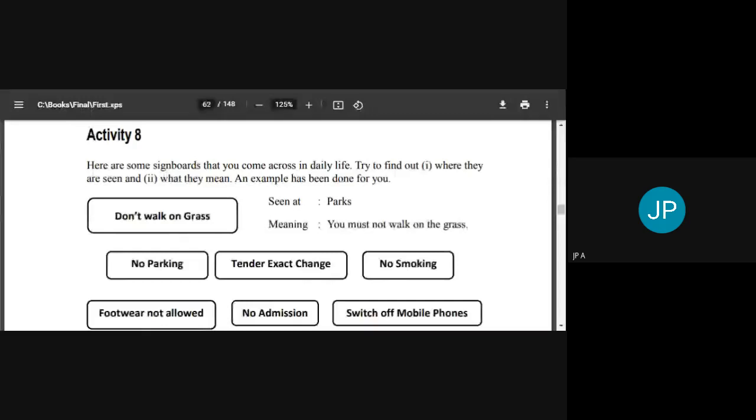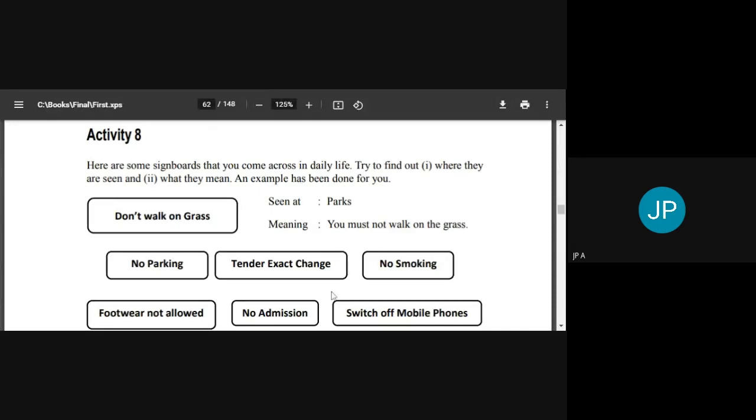Yes, it is seen at hospitals, petrol pumps, public places, etc. Okay. The next one, footwear not allowed. Footwear not allowed. Very good. It is seen in offices, temples, places of worship.